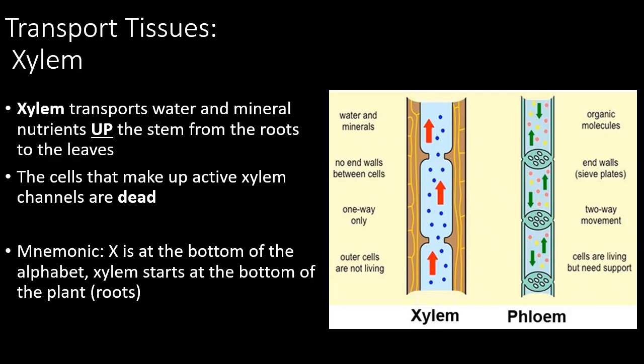The mnemonic that I like to use to remember is that X is at the bottom of the alphabet, and xylem, which begins with an X, starts at the bottom of the plant, at the roots, and carries water and mineral nutrients up.